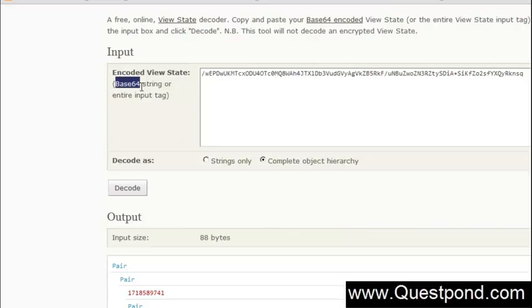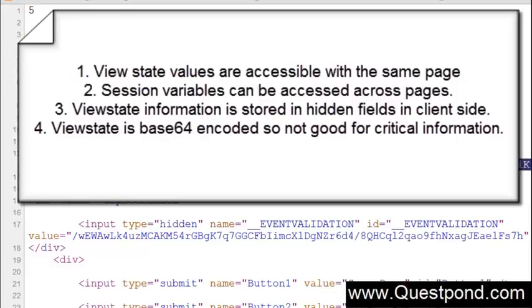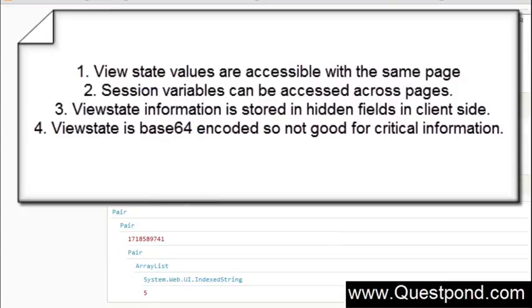So now let's add 2 more points to our list. ViewState information is stored on the client side in the hidden fields. And let me add one more point here. ViewState information is base 64 encoded, so it is not safe to store any kind of critical information inside ViewState. In other words, let's say for some reason if I store password into ViewState, then anybody can do a view source here, take this value and use any such free decoding site and get the values, right?